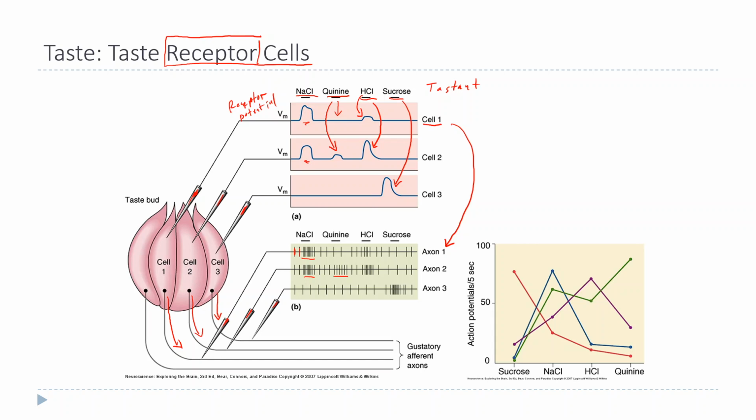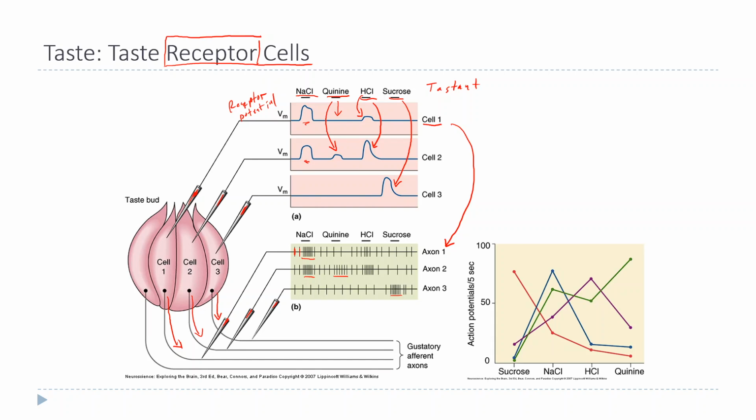And you can see in axon 3, or cell 3, doesn't respond to basically anything except for sucrose. So whenever you apply sodium chloride or quinine or HCl, the firing rate of axon 3 stays the same. So only one action potential every few seconds or so. But then when you apply sucrose, suddenly it really responds. So you see a burst of action potentials only when sucrose is applied.